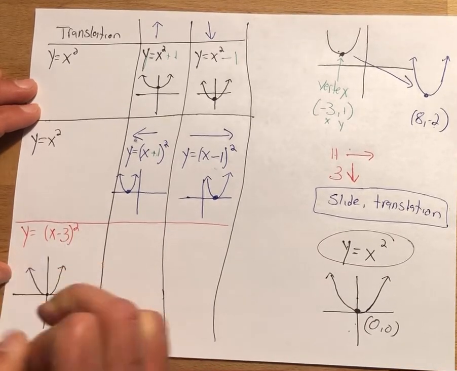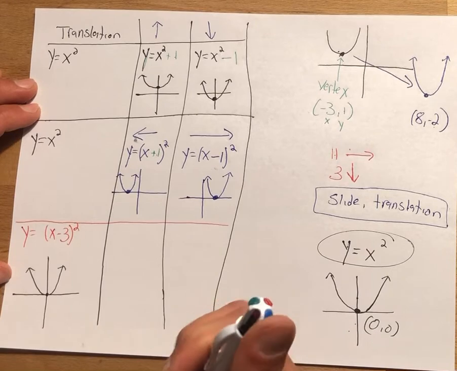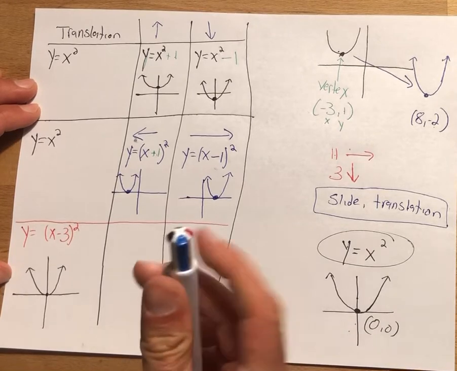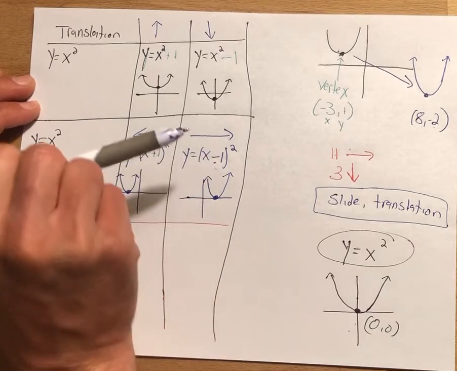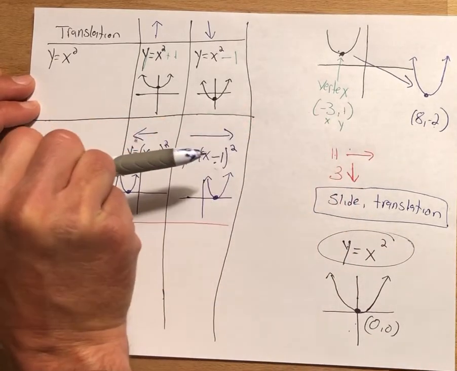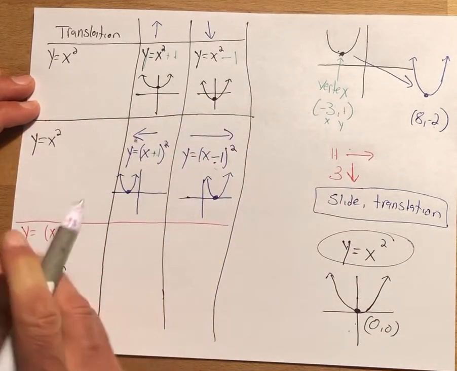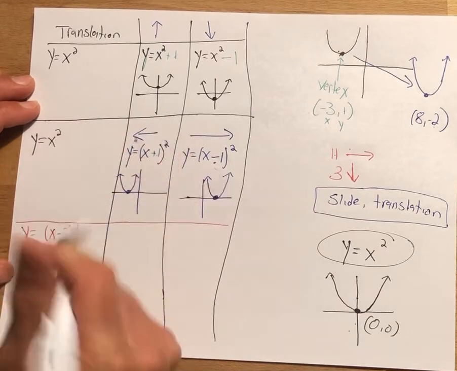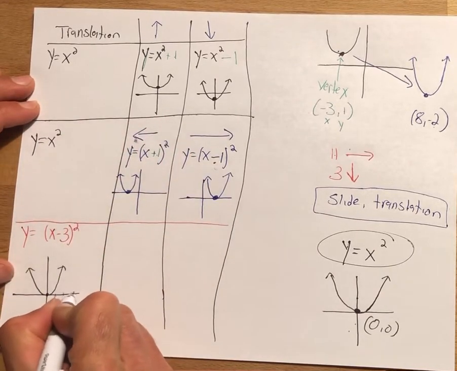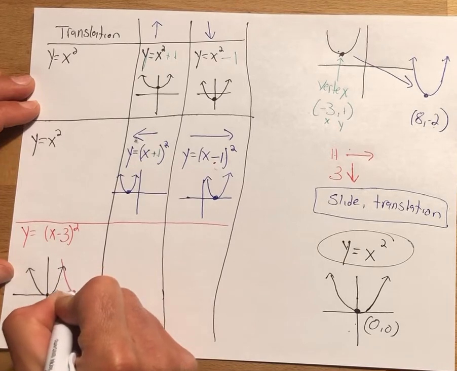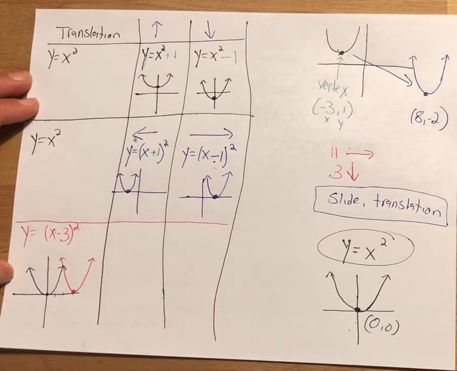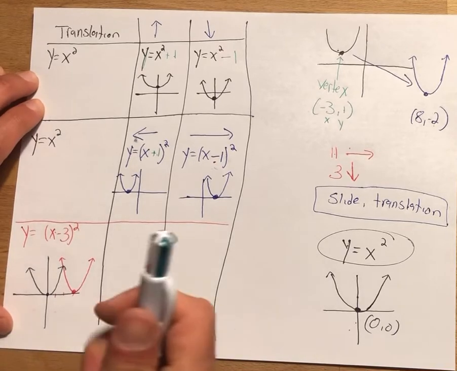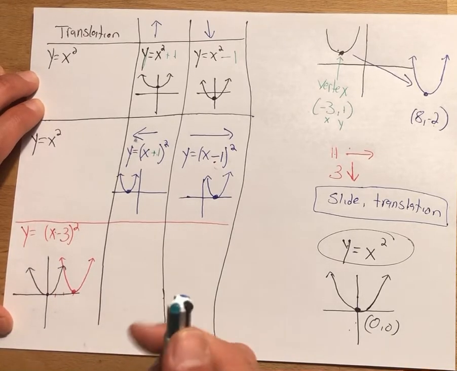Now if I put a negative inside parentheses, let's look what happens. When I put a negative inside a parenthesis, look, here's my negative. It actually moves the opposite way, towards the positive. So this is going to go 1, 2, 3. 1, 2, 3. Boom. And here is my new graph. So if you were to graph this on a graphing calculator, this is exactly what it would look like. Okay, next thing.